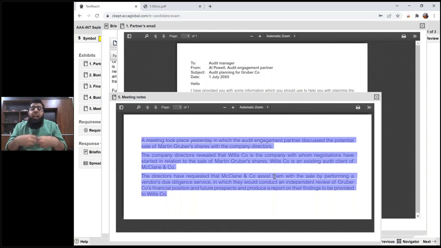Similarly, we will be preparing the report on behalf of Gruber Company, but this report will go to one of our clients, which is Willis Company. So this will be a situation of conflict of interest. This will be a situation of advocacy.